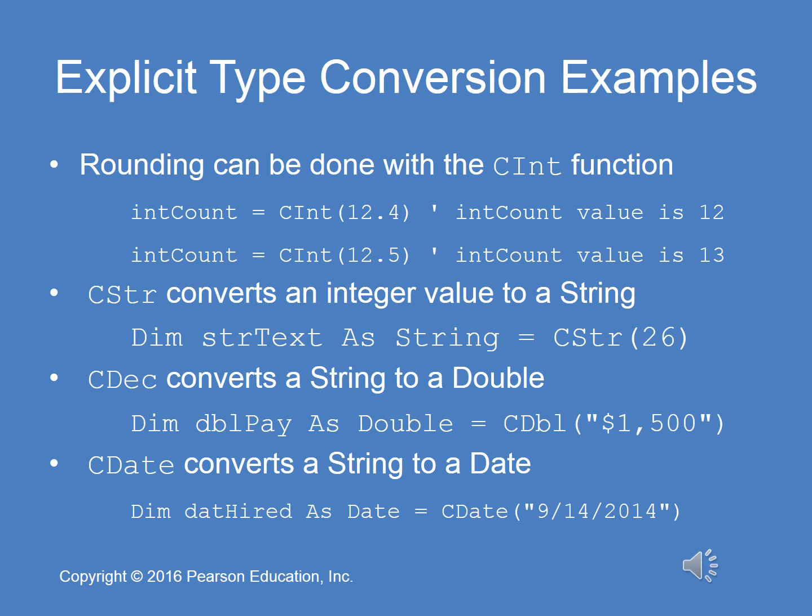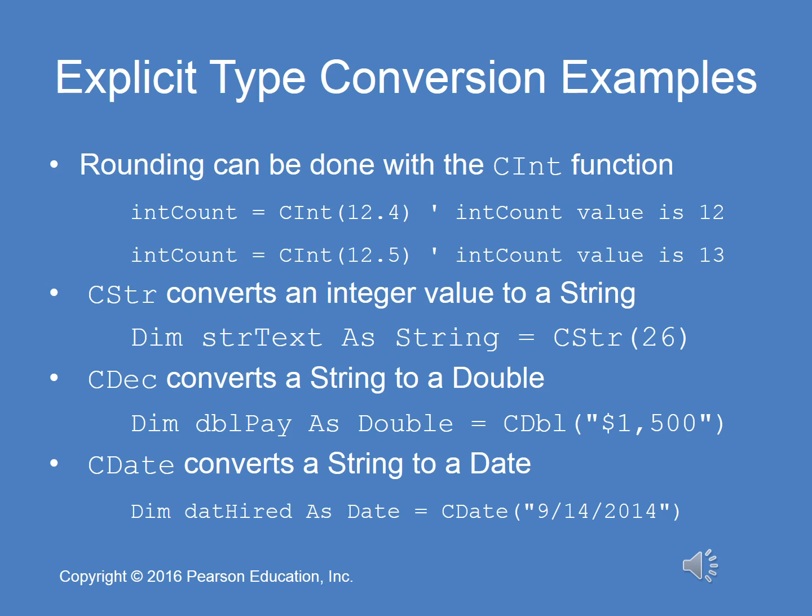Remember, I told you if you try to assign a double to an int variable, it truncates the decimal component. So 12.9 would just become 12, and that's typically not very useful. However, we do have explicit type conversion functions that provide rounding capability. So the first one I want to cover is CInt.